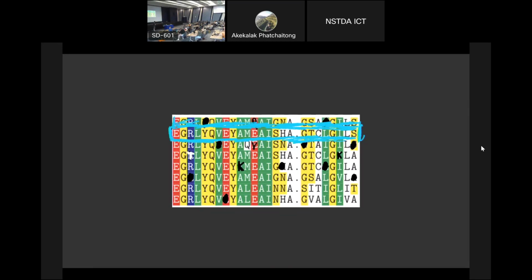Each one of these amino acids pays attention to every other amino acid, and each sequence pays attention to every other sequence. And what this means is that things scale poorly. As the sequence grows longer, the amount of things we have to pay attention to grows quadratically. And as we have more sequences in our multi-sequence alignment, the number of things we have to pay attention to grows quadratically.